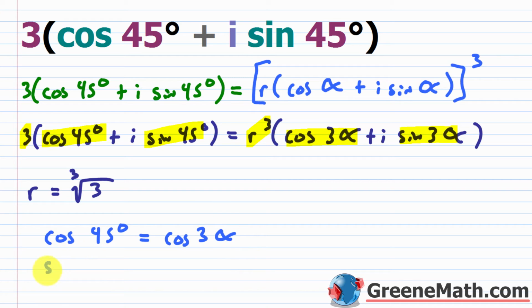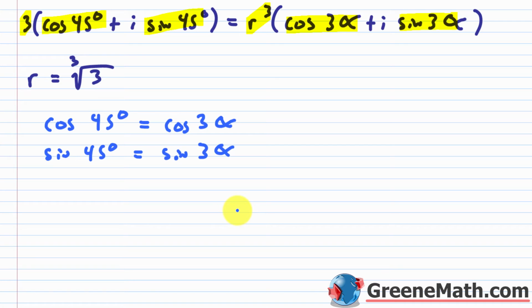And then also the sine of 45 degrees is equal to the sine of 3 alpha, okay? So let's think about this for a moment. We know about coterminal angles, okay? And we know that, let's say, the cosine of 45 degrees has the same value as the cosine of, if I added 360 degrees to that. So if I said the cosine of 405 degrees, this would be equal to the cosine of 45 degrees.